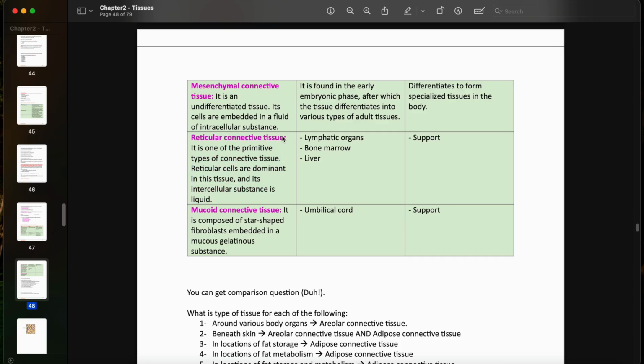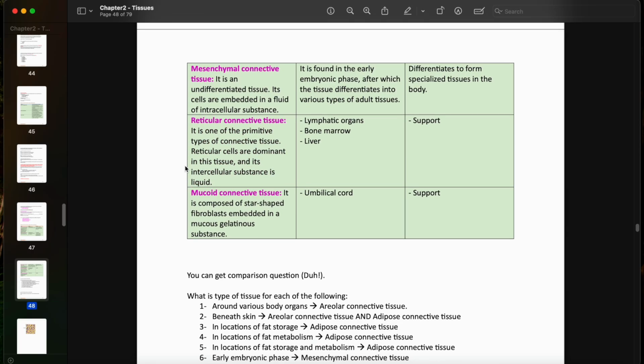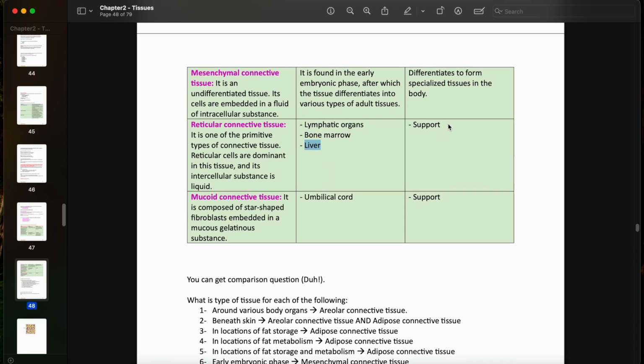And here we're going to have reticular connective tissue. The reticular connective tissue is one of the primitive types of connective tissue. The reticular cells are dominant in this tissue, so you can have a blank question telling you that blank cells are the dominant cells in the reticular connective tissue, and the answer being reticular cells. And its intercellular substance is liquid. It is found in the lymphatic organs, bone marrow, and liver. Function is support.